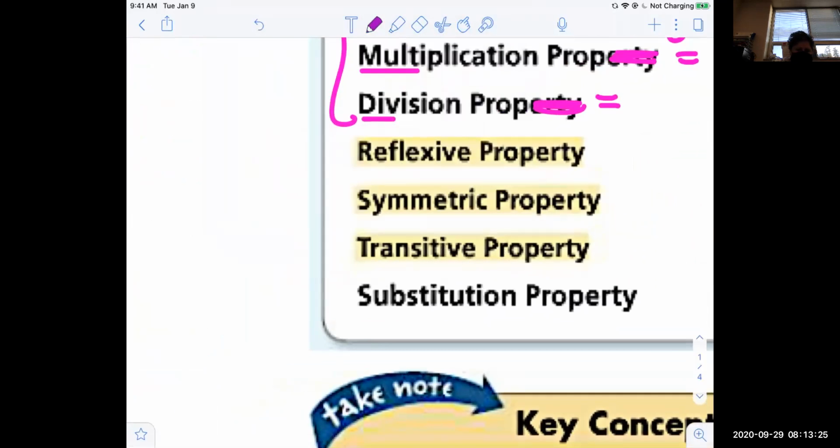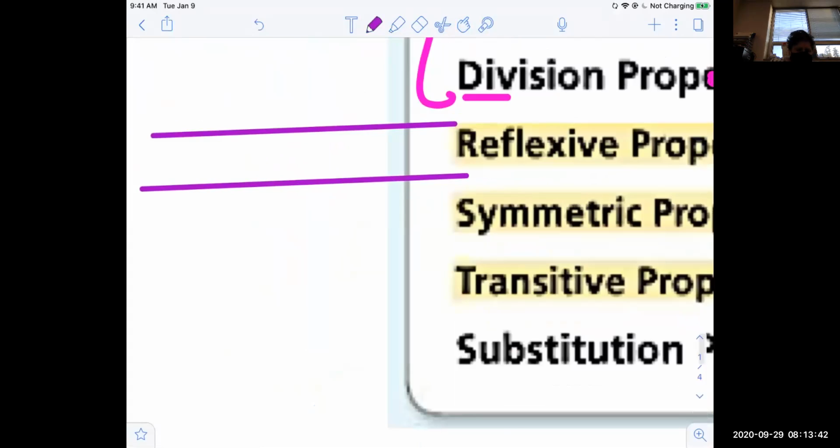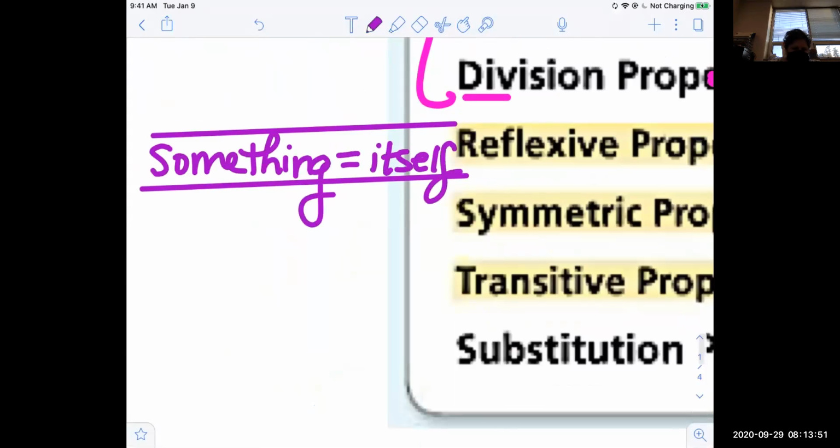The first one is reflexive, and these are still properties of equality. Reflexive property of equality. Again, that just means it's something you're doing on equations. Reflexive says that something is equal to itself.